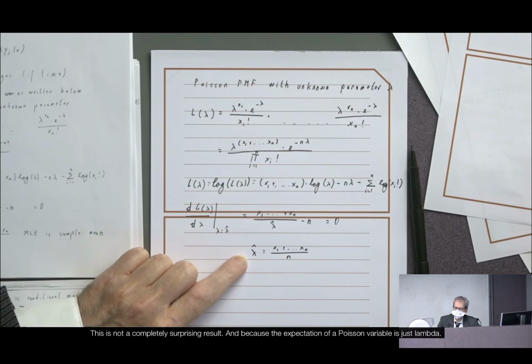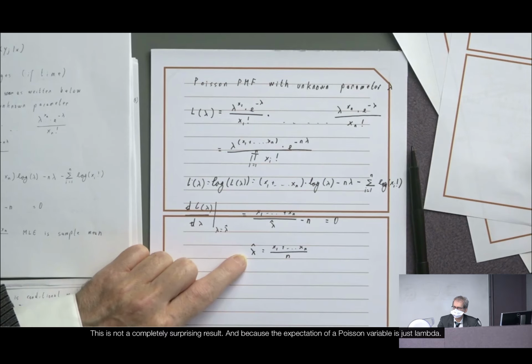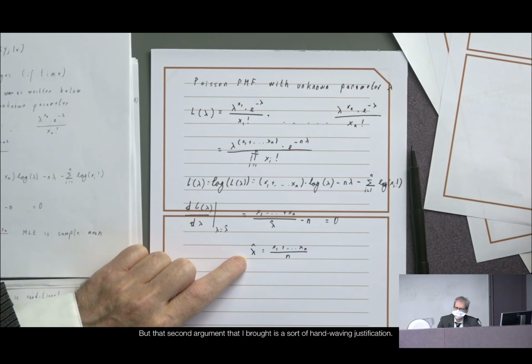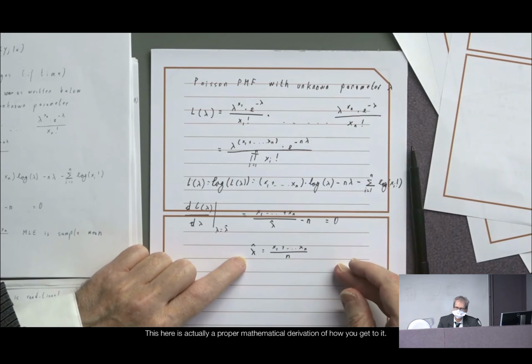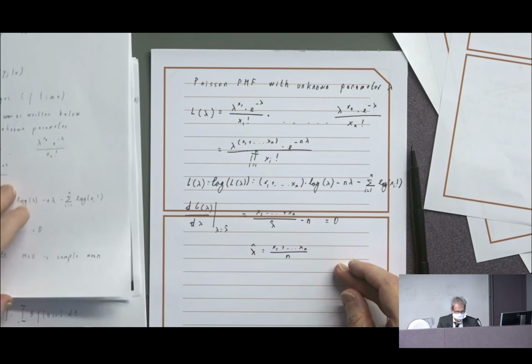This is not a completely surprising result, because the expectation of a Poisson variable is just lambda. So therefore, we can anticipate that if we look at the sample mean, which is the best estimate of our expectation, we're also getting the best estimate of our parameter lambda. But that second argument that I brought is a sort of hand-waving justification. This here is actually a proper mathematical derivation of how you get to it.